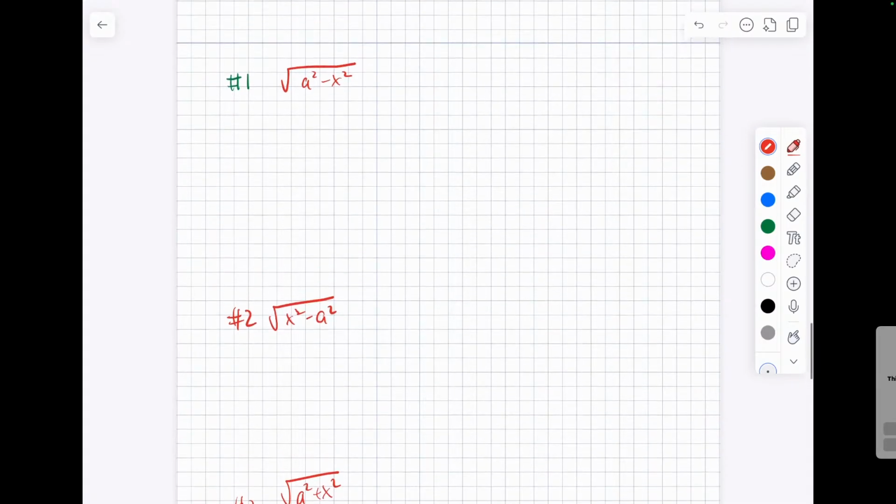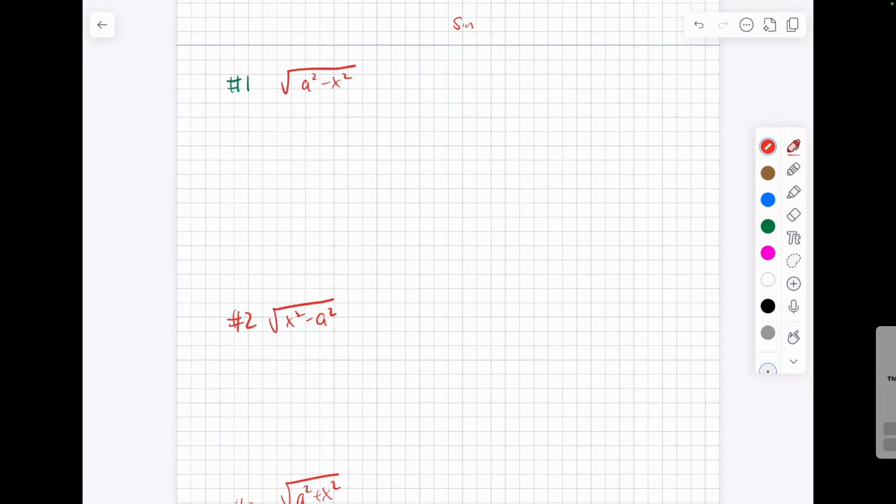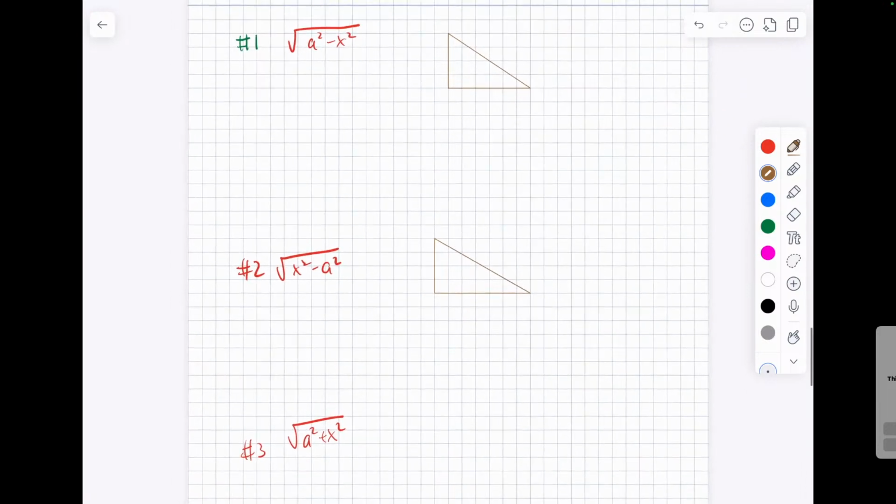So remember, the choices you can choose from are sine, secant, and tangent. Not cosine, not cosecant, not cotangent. So what I'm gonna do is, in any of those three, construct a right triangle. Not yet, this gets very hard. So you've got a triangle.